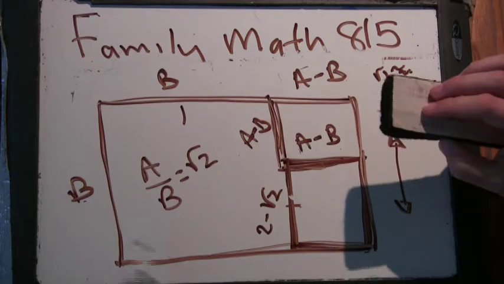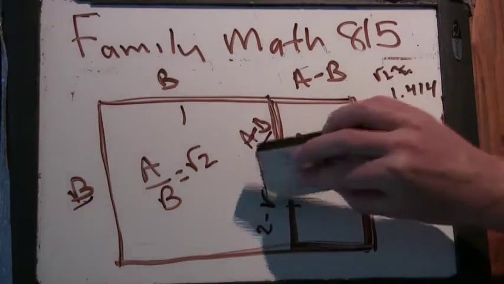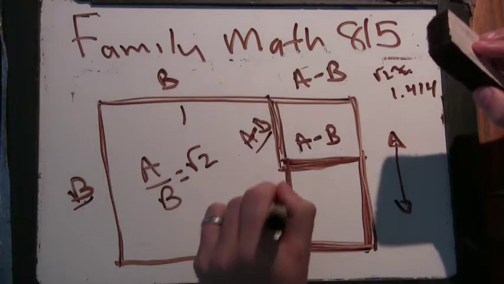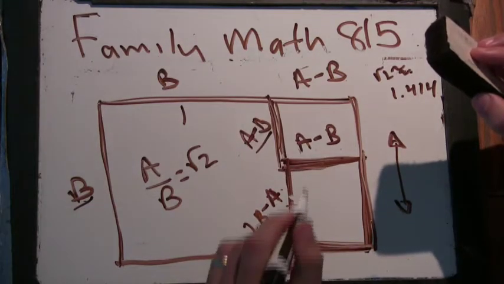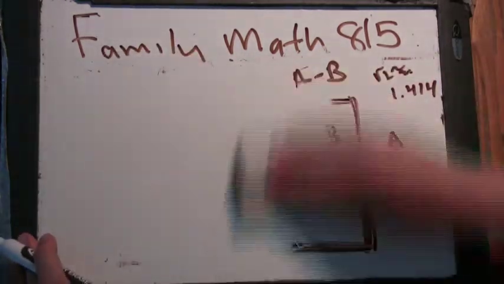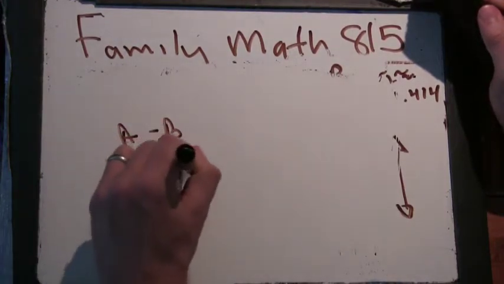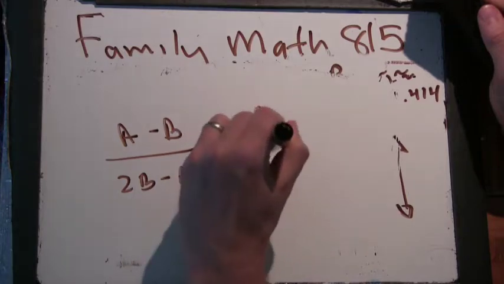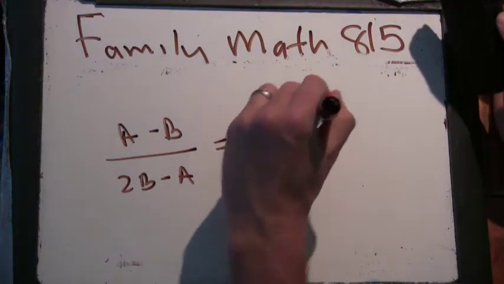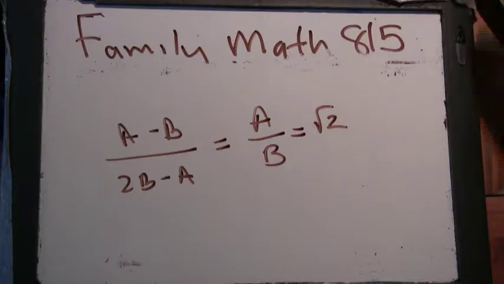Okay. b minus (a minus b). So that would be 2b minus a. That's right. 2b minus a. But we said that this is also a √2 rectangle. So we have (a minus b) over (2b minus a) equals a over b. We know this equals a over b, which, by the way, we already said was equal to √2. Okay? Yep.